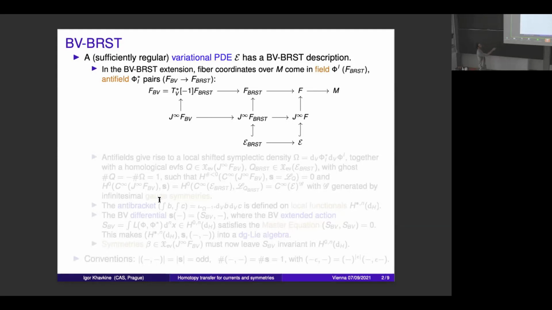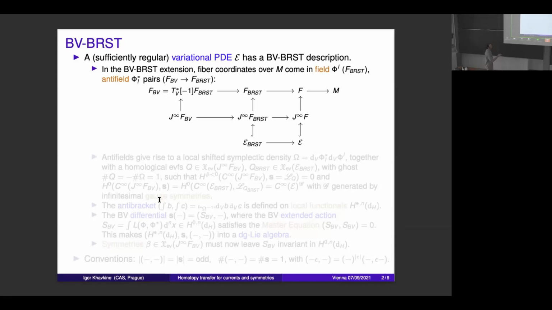So these are variational PDEs. And of course, one has to say we're dealing with sufficiently regular ones, but these are quite mild conditions. So they have a BV-BRST description. It's something that a lot of people have already talked about. So again, I will just quickly sketch the geometric objects that we're going to be dealing with. All right, so let's say this is the PDE that we want to work with. It sits inside the jet bundle of the field bundle over a space-time M.